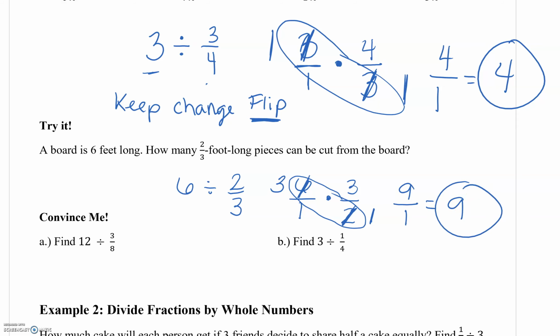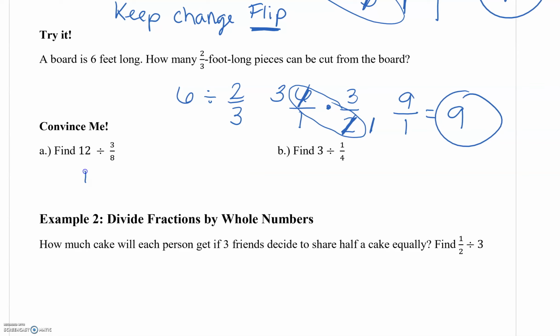Now in your convince me, there are some more practice problems. So 12 divided by 3/8.